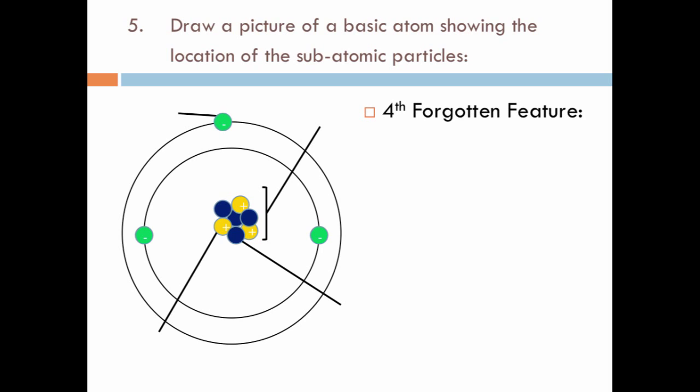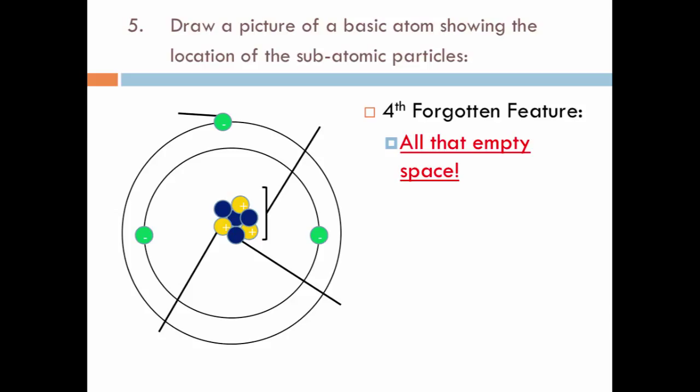So the fourth forgotten feature that everybody tends to forget is that most atoms are mainly made up of empty space. Now, if this big cluster right here in the middle is the nucleus, and these rings are what we actually call energy levels, which are found in the electron cloud, all this between the two is empty space. So everything in the universe is mainly made out of empty space because everything is made out of atoms. So let's go ahead and draw this.